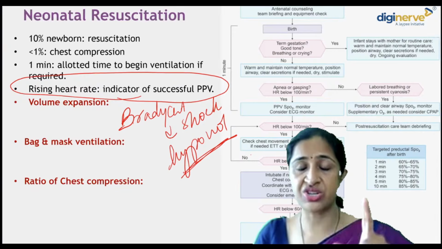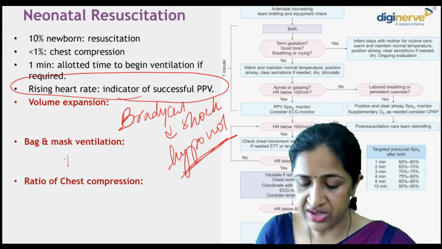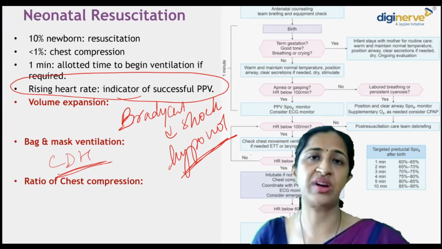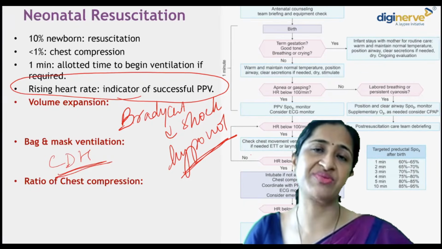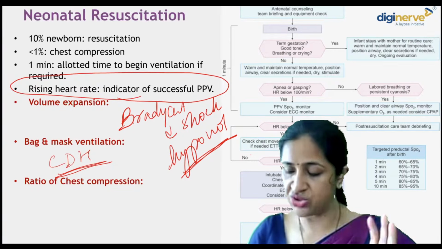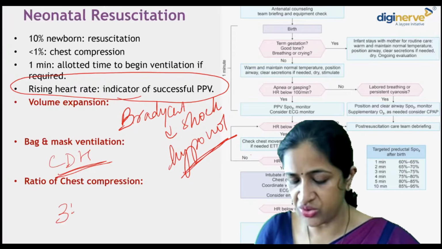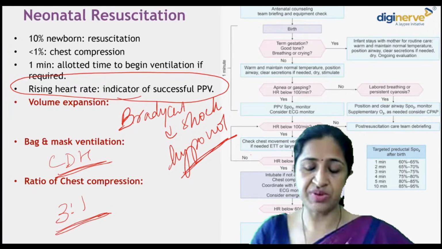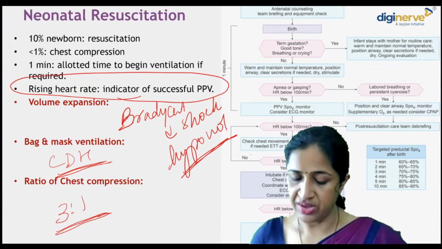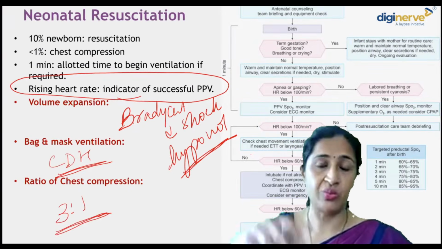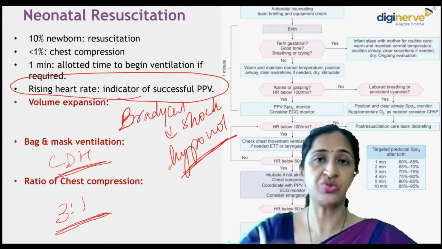Bag and mask ventilation is contraindicated in congenital diaphragmatic hernia. Okay, that is the only contraindication for bag and mask ventilation. Elective intubation has to be done. Okay, the ratio of chest compressions, remember, is 3:1. 3 positive pressure to 1 chest compression. Oh, I'm sorry, 1 positive pressure to 3 chest compressions.